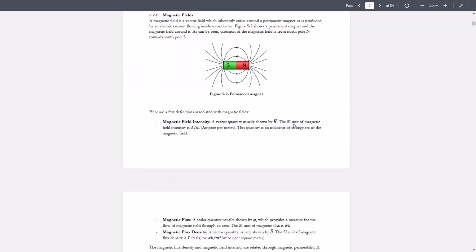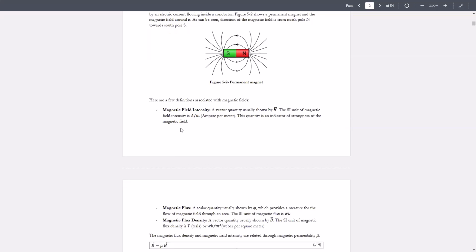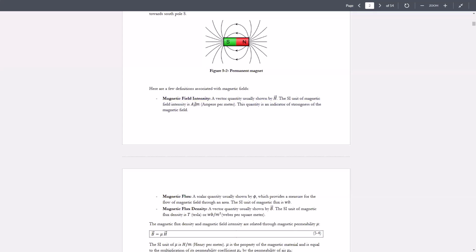It has an SI unit. What does SI stand for? System of International Standards. SI is Standard International. The SI unit of magnetic field intensity is A over M, where A is ampere, so amperes per meter. This quantity is an indicator of the strength of the magnetic field. So the bigger the amperes per meter is, the stronger the magnetic field. So this is magnetic field intensity. The unit is A over M, shown by H with a vector sign above.